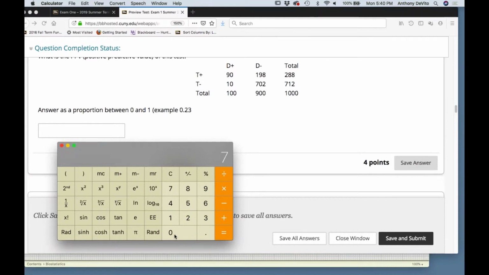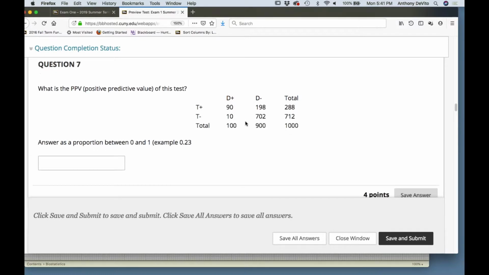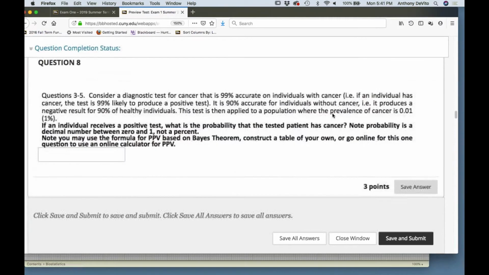702 divided by 900 equals 78%, it looks like. Am I right about that? Okay, good. So that's kind of an oddball specificity. So the total number of positive results in this test are 288. Only 90 of them were actually people that had the disease. So if you're among those 288 that tested positive, your chances of actually having the disease is only 90 over 288, whatever that comes out to.